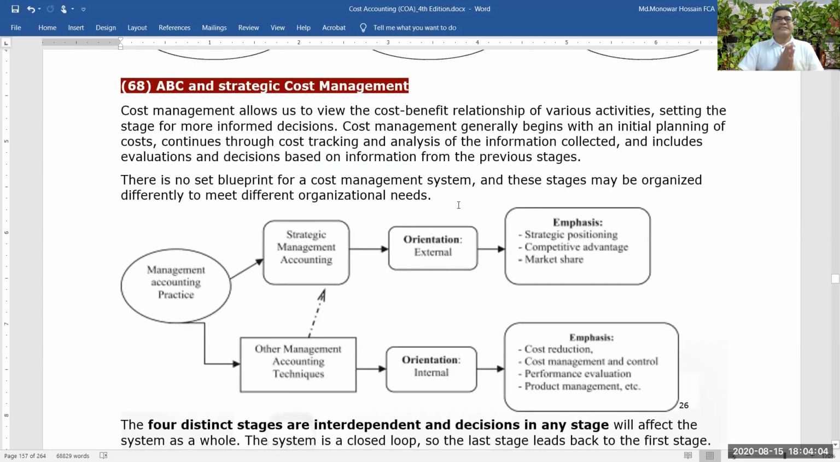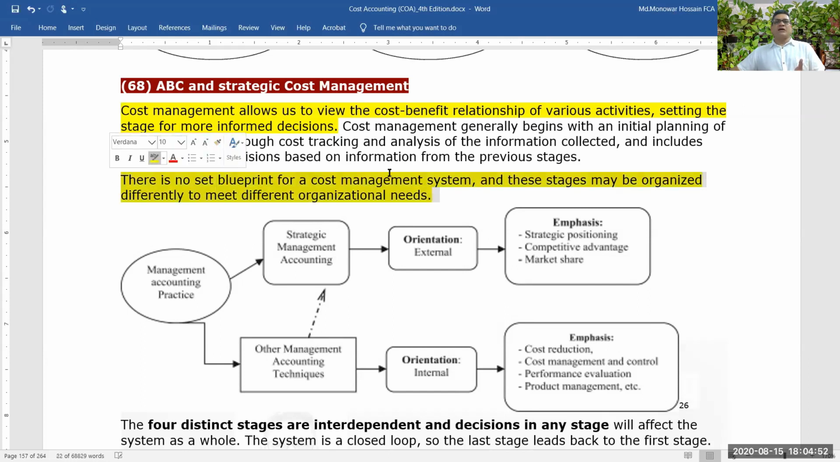So, ABC and strategic cost management. Cost management allows us to view the cost-benefit relationship of various activities, setting the stage for more informed design. Cost management generally begins with the initial planning of cost, continues through cost tracking, and analyzes the information collected. That includes evaluating decisions based on the information from the previous stage. There is no set blueprint for a cost management system, and the stages may be organized differently to meet different organizations' requirements.